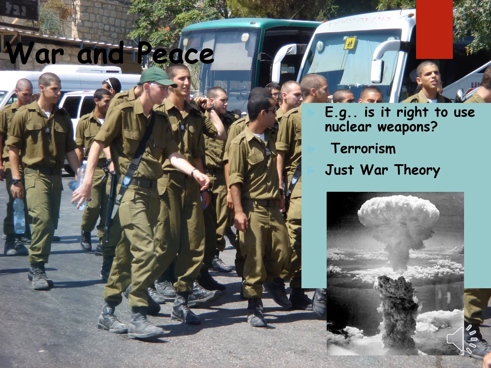Within our War and Peace unit, we'll look at questions such as is it ever right to use nuclear weapons despite the huge amount of destruction that they inflict? We'll look at issues concerning terrorism. We'll look at concepts such as just war theory. So why, for example, some Christians might accept killing in war when they wouldn't normally accept killing in many other situations.